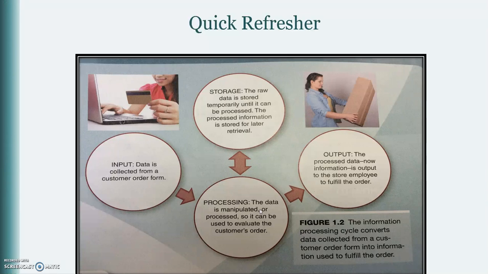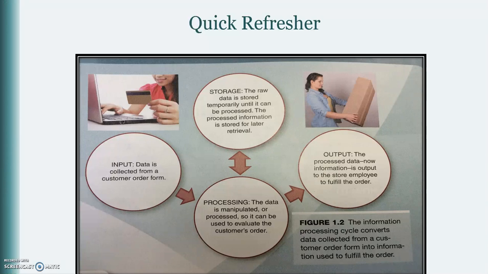Next step is processing. So the data that you've just entered is manipulated or processed so it can be used to evaluate your order. So in this case, is your credit card valid? Does the zip code match the zip code on your credit card billing address? Things like that. Okay. Here we have storage. So this raw data that you inputted into the customer order form is stored temporarily until it can be processed. Okay? The processed information is then stored for later retrieval.